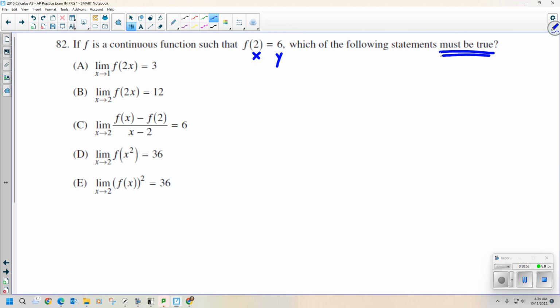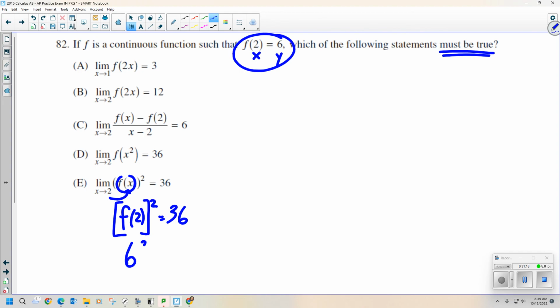If I throw a 2 into this x, I'm going to start at the bottom. I'm basically saying, what's f of 2? I square that whole thing, and that should equal 36. F of 2 is 6. 6 squared is 36. It's choice E.